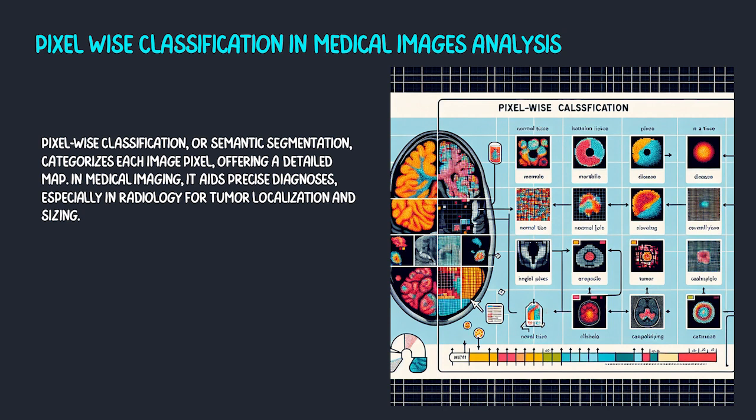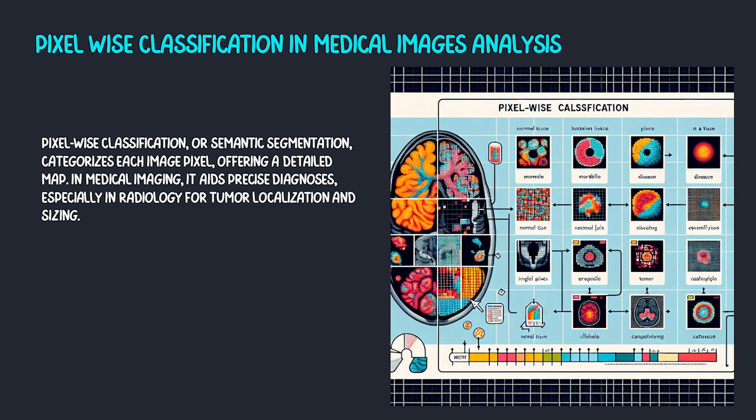For example, consider a case where we are analyzing a CT scan of the lungs. In this case, we might want to classify each pixel as either lung tissue, cancerous tissue, or other. The pixel-wise classification model would take the CT scan as input and output an image of the same size, but where each pixel's intensity corresponds to the class it belongs to.